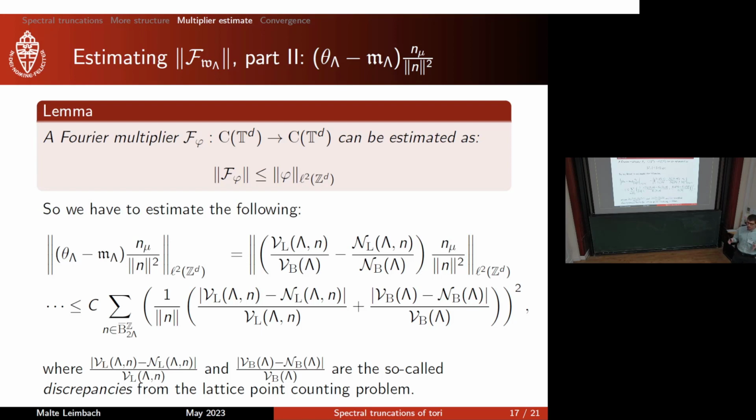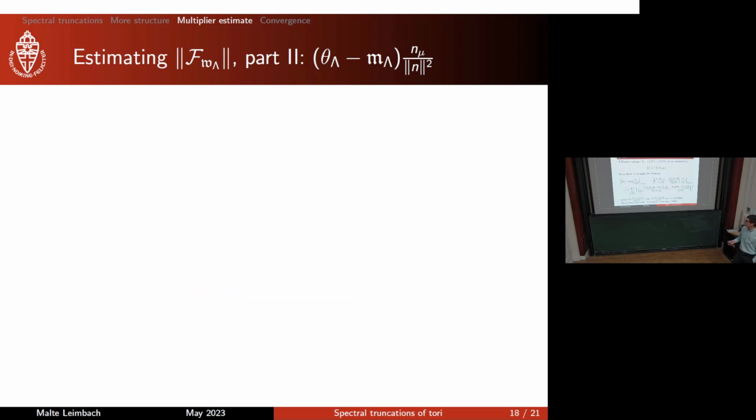And actually, the lattice point counting problem is precisely about estimating these discrepancies. Okay. So if you have good control of this, we should be in good shape. And note that we're dividing by this norm of n squared, which of course diverges if we're in higher dimensions, if we let lambda grow. So we need really good control of these discrepancies to make this whole thing converge and actually tend to 0. And that's the challenge somehow.